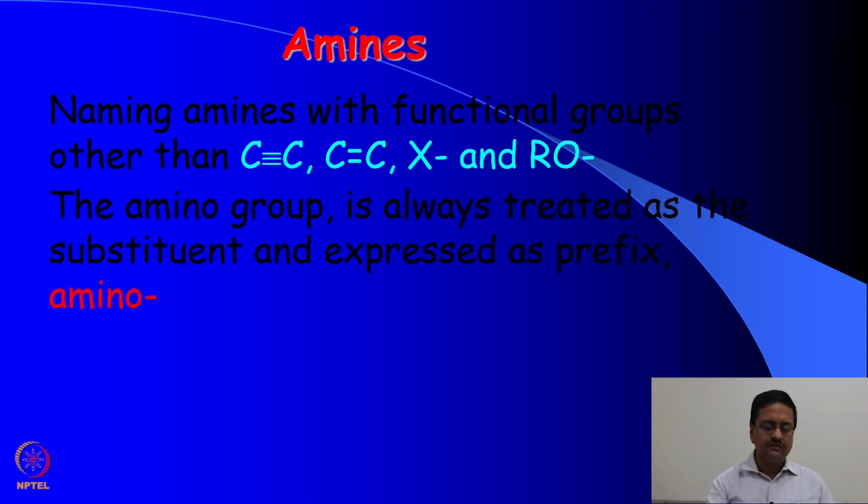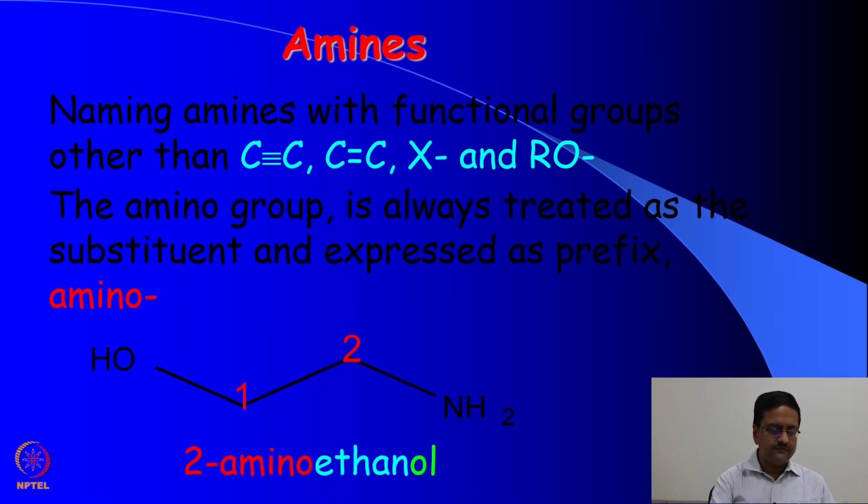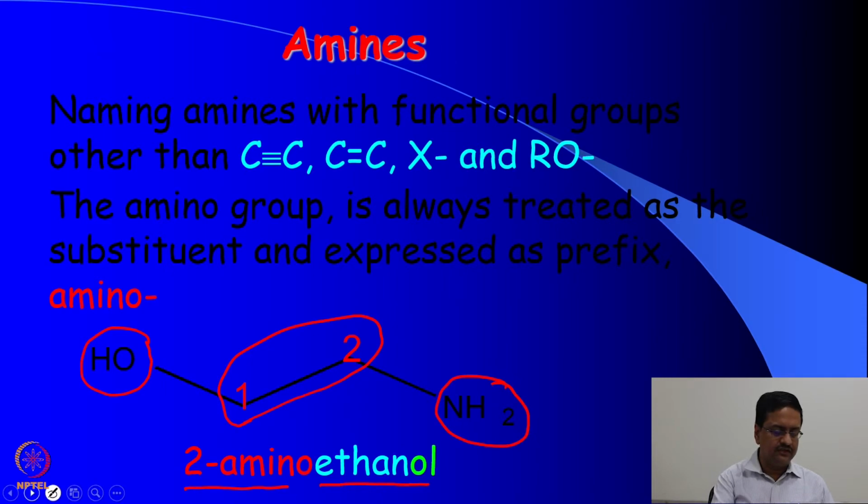In those cases, the amino group is treated as a substituent, and amino comes when you have a molecule which has two functional groups at two ends, OH and NH2. OH has a higher priority. So, the compound is ethanol, where this part signifies the ethane, this part talks about the alcohol, and at the 2 position you have the amine group. So, we write it as 2-amino ethanol.